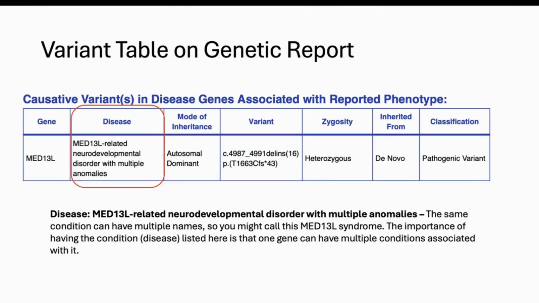The next column is the disease column. The name in the red box is the name the lab decided to give the condition. The same condition can have multiple names, so you might call this MED13L syndrome. The importance of having the condition or disease listed here is that one gene can have multiple conditions associated with it. At this point, it doesn't seem like that is the case for MED13L, and if you see multiple disease or condition names with MED13L, they are likely just different names and not different conditions, although this is something that can change over time with more research.